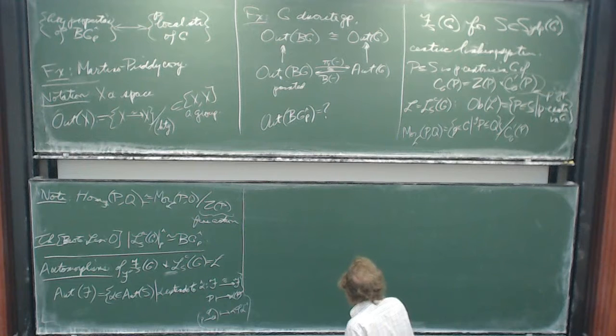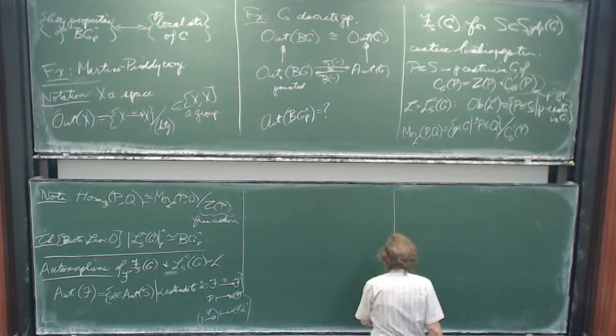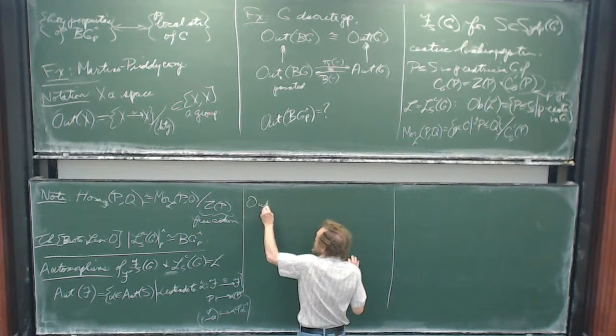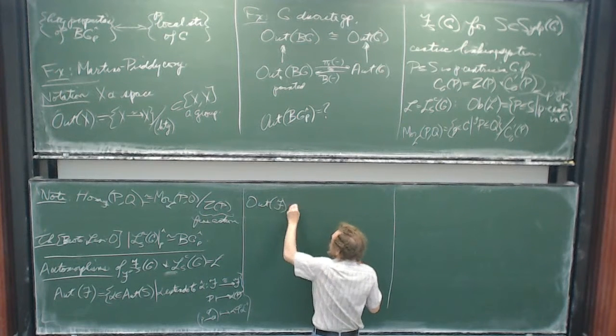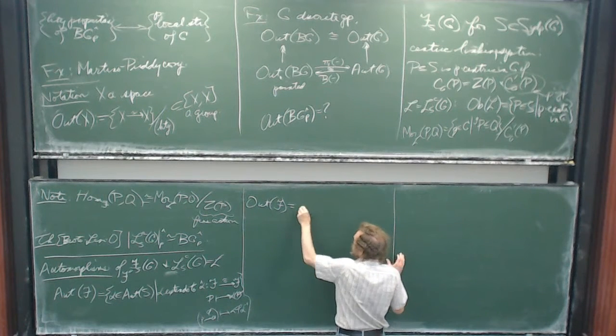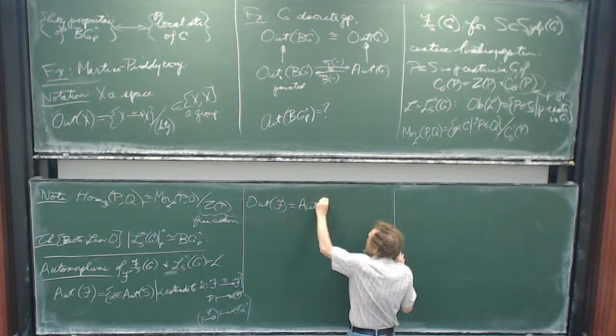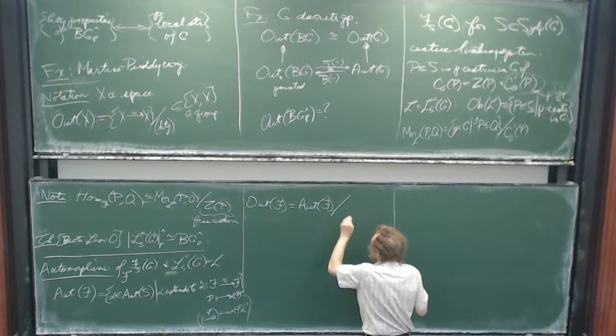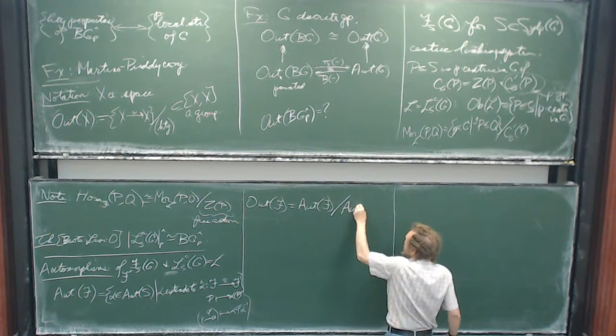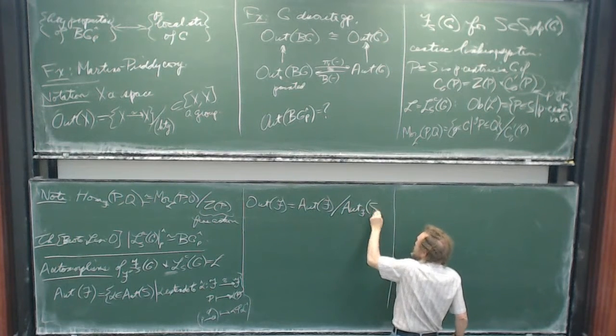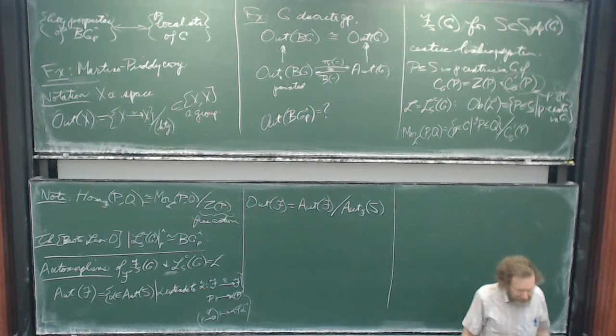And then the outer automorphism group turns out to be most natural to define it as, well, it's always the question what to divide out by, and in this case, divide out by the F automorphisms of S.